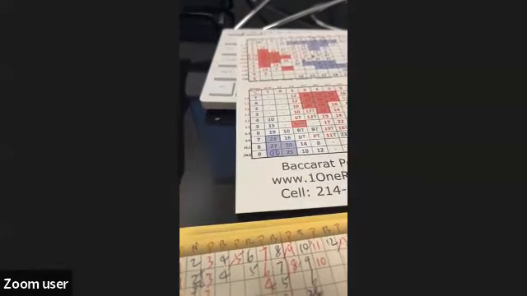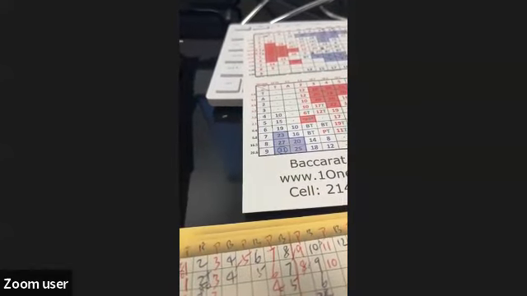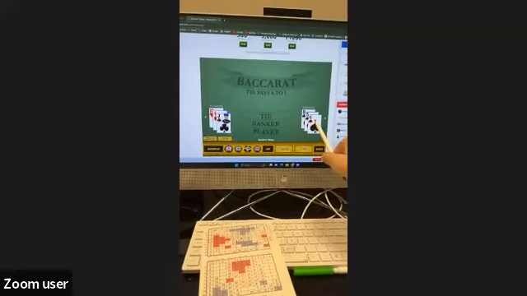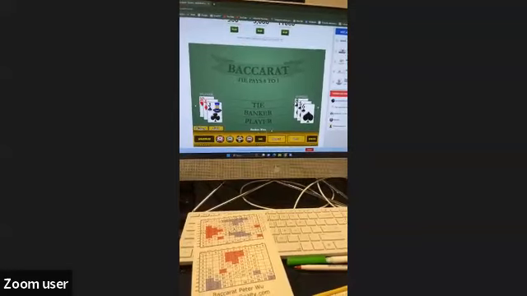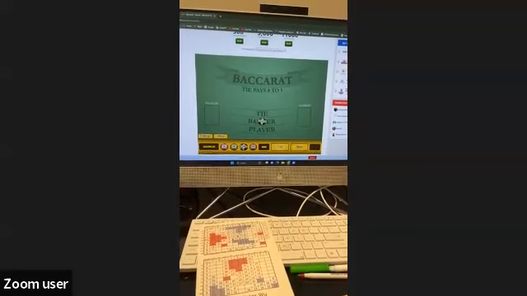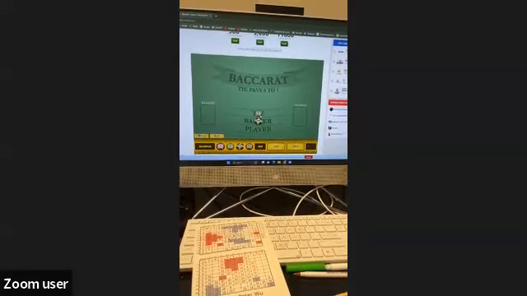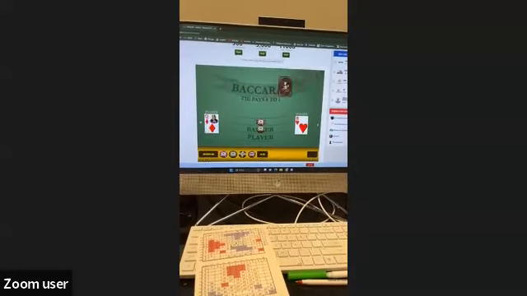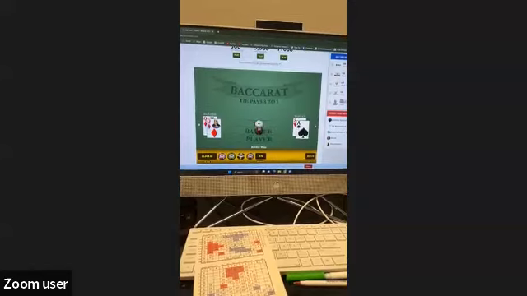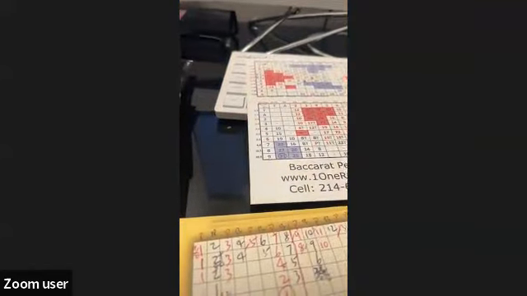Okay, now. BBB. Oh, this is beautiful hand. 06, right? With the 8. So this hand, you had to bet. Got it. Now you see the power.